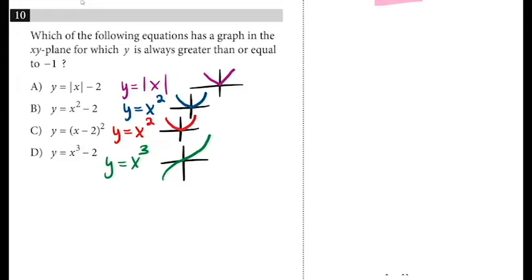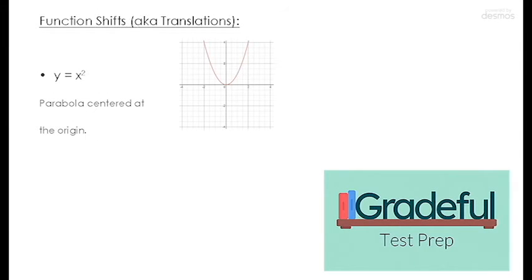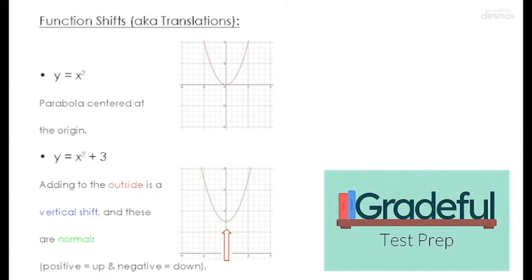A little something like that. Now let's talk about function shifts. If I have a nice simple parabola, y equals x squared, just like the parent functions for choices B and C, then that's our parabola centered at the origin. And if we add something to the outside of that function, adding to the outside of a function is a vertical shift, and vertical shifts are normal.